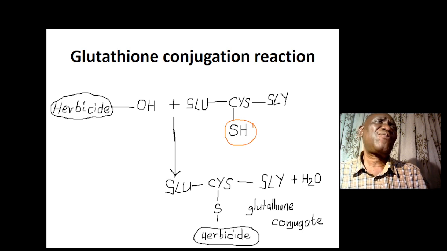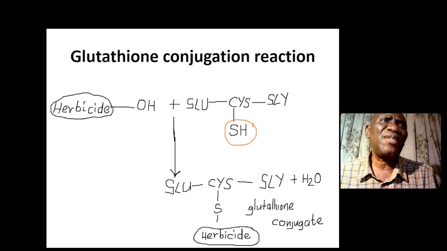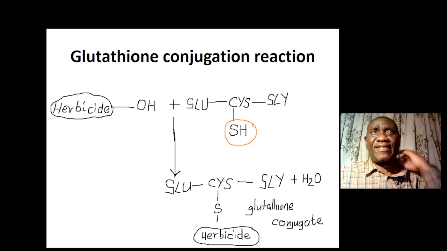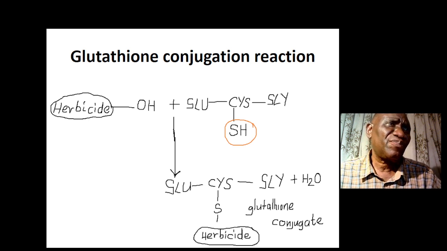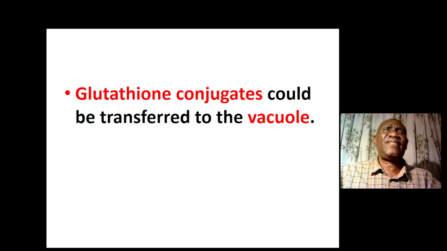Here's an example of a simplified conjugation reaction where you have got the herbicide now carrying the OH reacting with the SH component of glutathione, forming this glutathione conjugate. Once you have this taking place, it means the pesticide has been fixed. It's no longer going to be useful. Now, glutathione conjugates could be transferred to the vacuole for storage if it is in the plants.